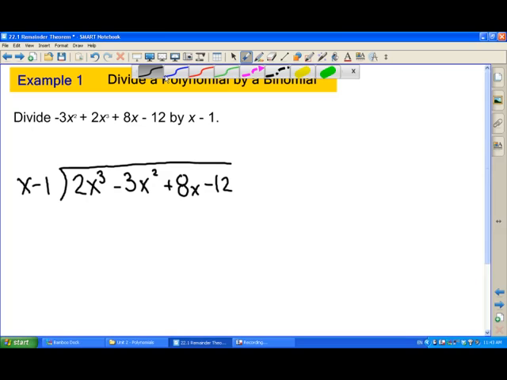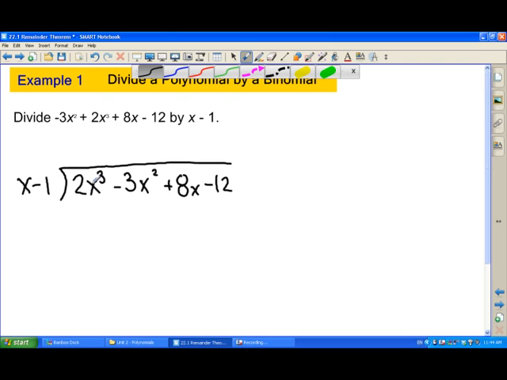Let's see how we can do this. I'm going to look at the binomial, x minus 1, and really the only part of the binomial that I'm concerned with right now is that value x. I'm going to ignore, for now, that coefficient of negative 1. So I'm concerned with the x, and I'm going to treat this similarly to our long division with numbers. I'm going to look at the value x, and I'm going to look at the value 2x cubed, and I'm going to ask myself, what do I need to multiply x by to get 2x cubed?